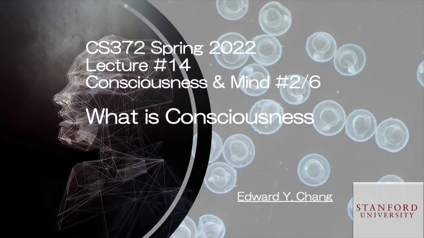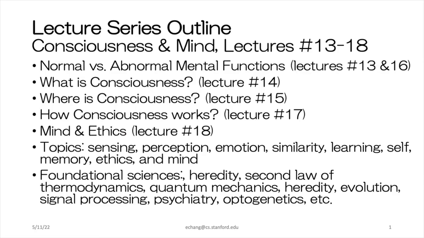Okay. So today's lecture, we will be focusing on consciousness, how to model consciousness. But as I mentioned last time, there are several topics we need to cover. We started with a comparison between normal and abnormal behaviors. Today we focus on consciousness, and next time will be where is consciousness, and then how it works. Finally, we will address mind and ethics, which at this point you may consider a little bit abstract. But once we lay out the foundation of what consciousness is and where it is, mind and ethics can be more evident, and we can even attempt to quantify them.